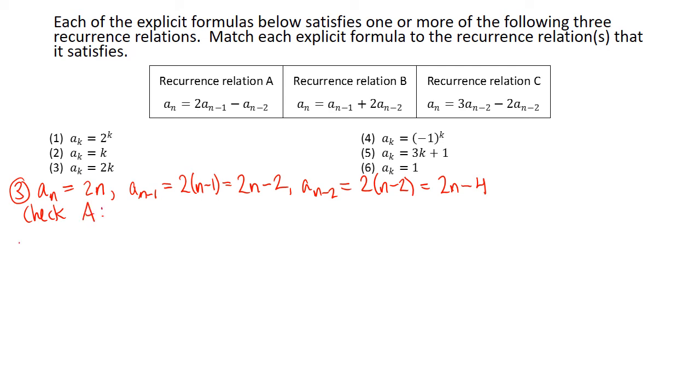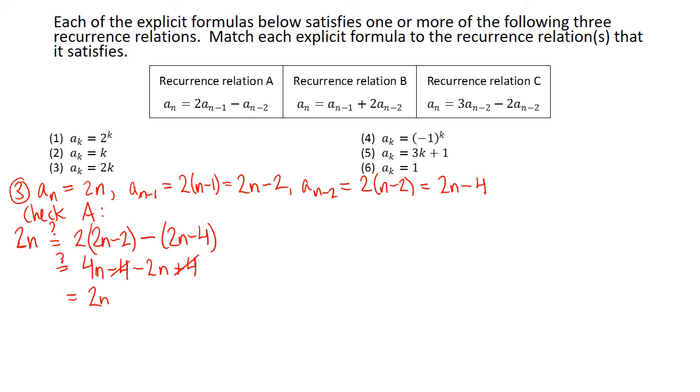So the first one I'm checking, does 2n equal 2 times an minus 1, and then minus an minus 2, so this will be minus 2n minus 4. Okay, let's distribute. So this will be 4n minus 4 minus 2n plus 4. So the 4's cancel, but we still have 2n over here on the right. Oh, and we do have 2n on the left. Oh, okay, so yeah, this does work. So this is a yes. Now let's check B.